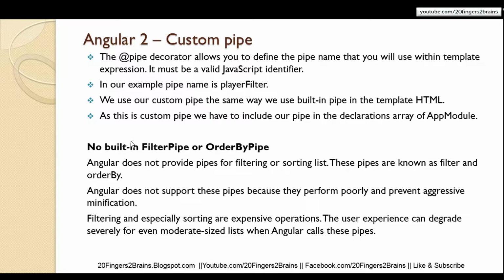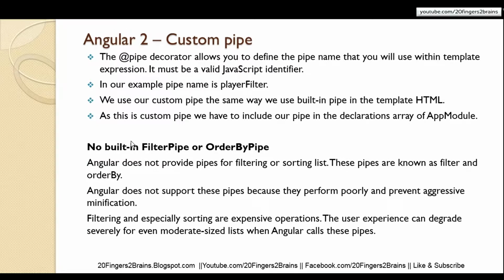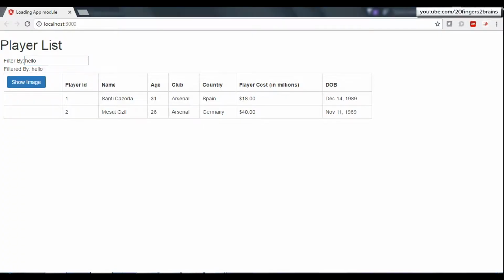Now we know how to create a pipe, and we also saw how I have created this player filter pipe. So let's create this pipe in our application. This is my application and this is playerlist.component.ts. This component is responsible for rendering this grid on the UI.